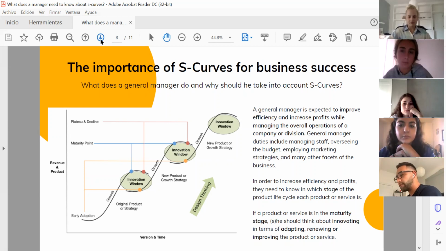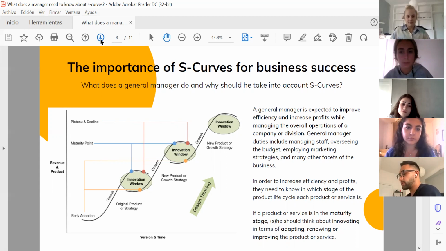If a product or service is in the maturity stage, the manager should think about innovating in terms of adapting, renewing, or improving the product or service. By now, everyone should be aware of the BlackBerry or Blockbuster example. These companies used to be huge and very powerful, and now they are barely relevant to our lives. In part, that's because they didn't know how and when to adapt. These are two answers and two questions that every manager should know.